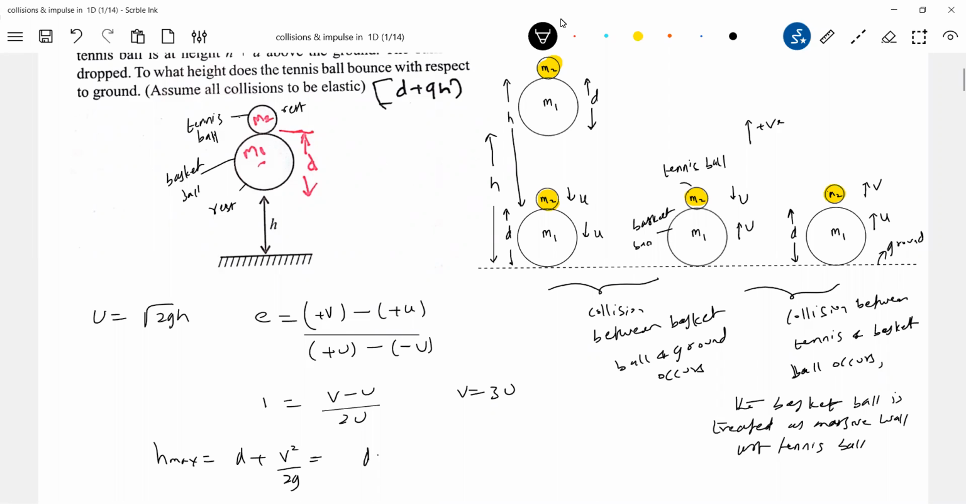So this is D. So this will be 3U whole square by 2G. So D plus 9U square by 2G. Now what is U square by 2G? We can write it as H further. So D plus 9H.